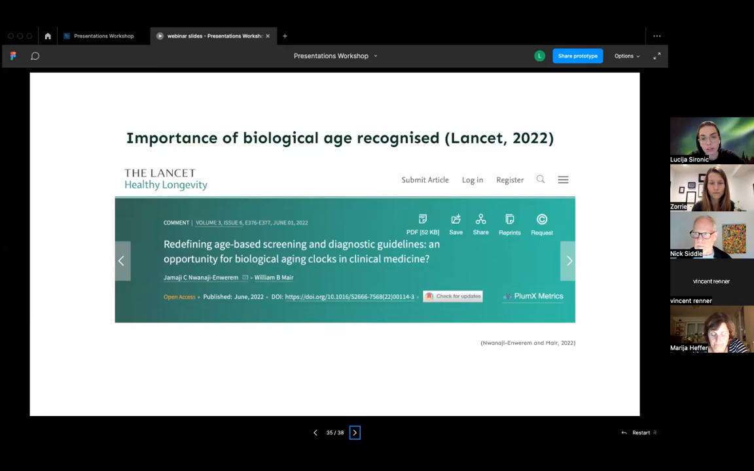In this commentary, the authors referred to biological age clocks possibly being used together with some other screening programs in place, whether that's public health screening programs, whether those are for malignancies or cardiovascular disease, and also commenting on and debating the advantage of using biological age rather than chronological age in patient risk stratification for those diseases.